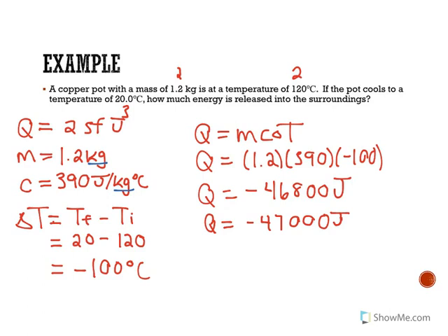Or if you wanted to write that out in a sentence, you can always drop that negative and say 47,000 joules is released. Because when we have energy being released, that's a negative amount of energy. So either way would be fine to write that, because by saying that there's 47,000 joules released, you're telling me that the numerical value is negative 47,000 joules.